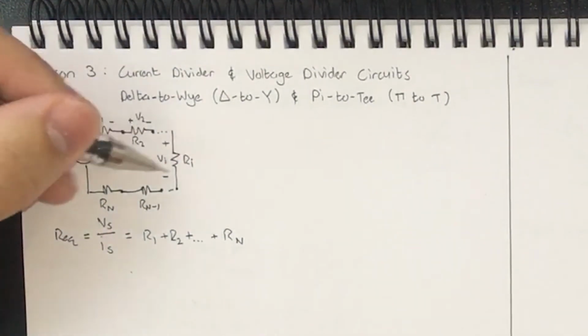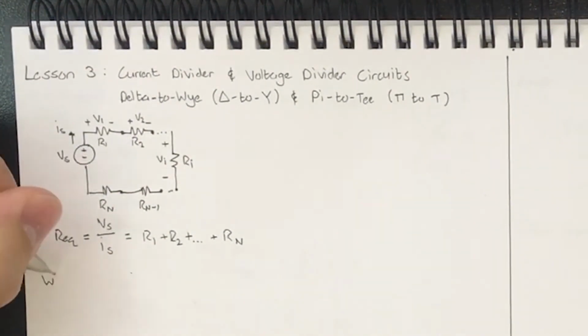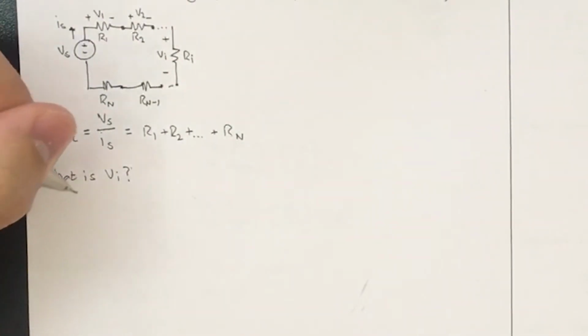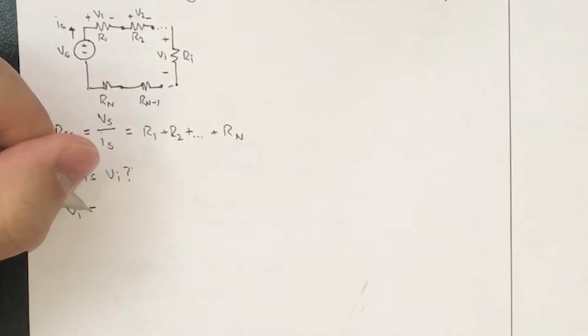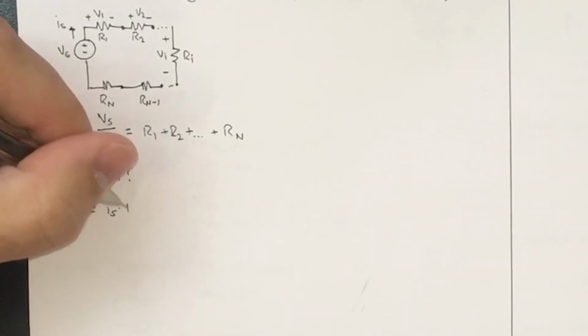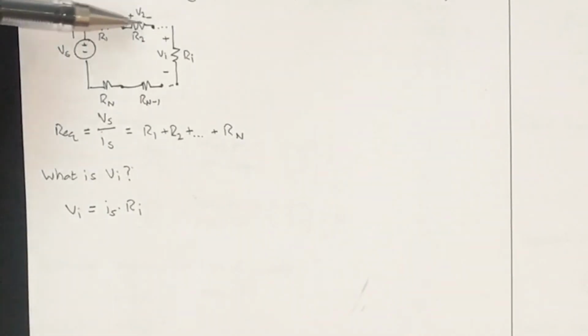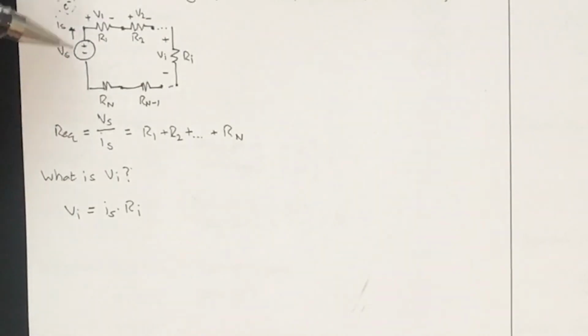Perfect. Now, we want to know what Vi is. Well, let's do basic Ohm's law, as always. Vi equals Is Ri. So we know that this current flowing through this series combination of resistors is always the same. The intuition behind this is, given we have a certain amount of charge flowing through the circuit, or a certain amount of electrons, the electrons cannot simply disappear. So the amount flowing into a node must be the amount flowing out of that same node.